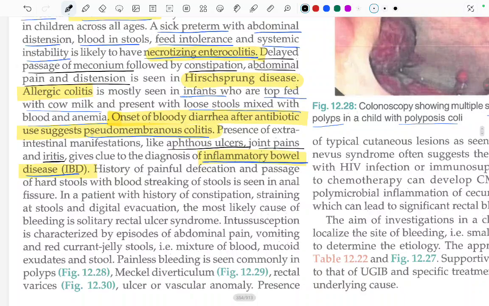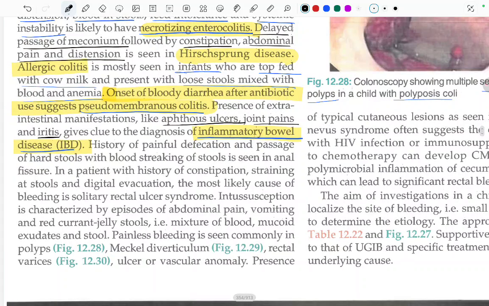History of painful defecation and passage of hard stools with blood streaking of the stools is seen in anal fissure. We all know anal fissure, if there is blood streaking of the stools and painful defecation. In a patient with a history of constipation, straining at the stools and digital evacuation, most likely the cause of the bleeding is solitary rectal ulcer syndrome.